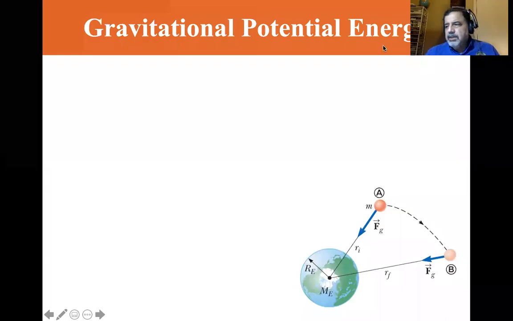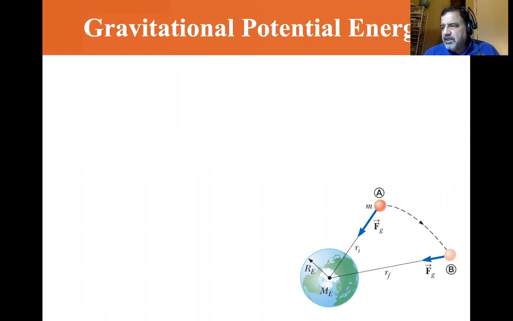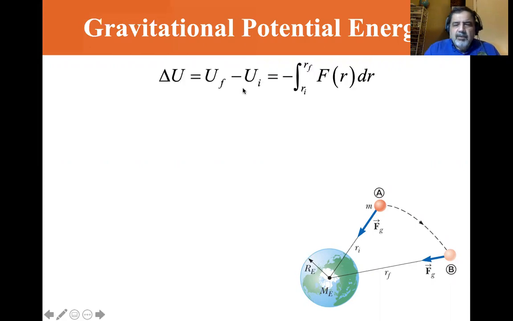All right, we're going to talk about gravitational potential energy. I think this is section 13.5. If you recall, the change in potential energy, U final minus U initial, is equal to the change in its work. The work is force times distance.